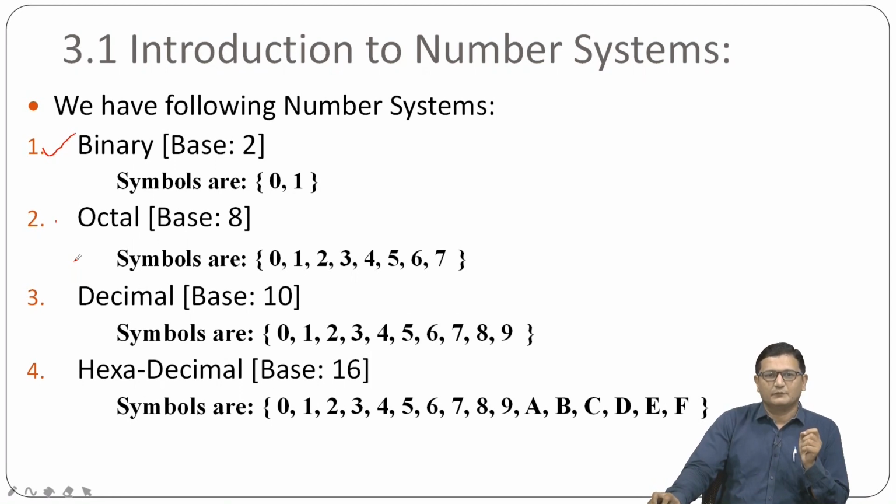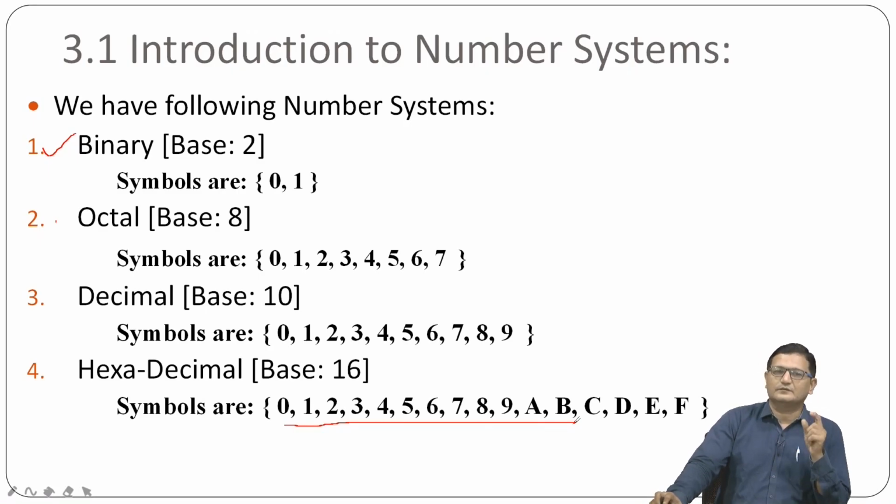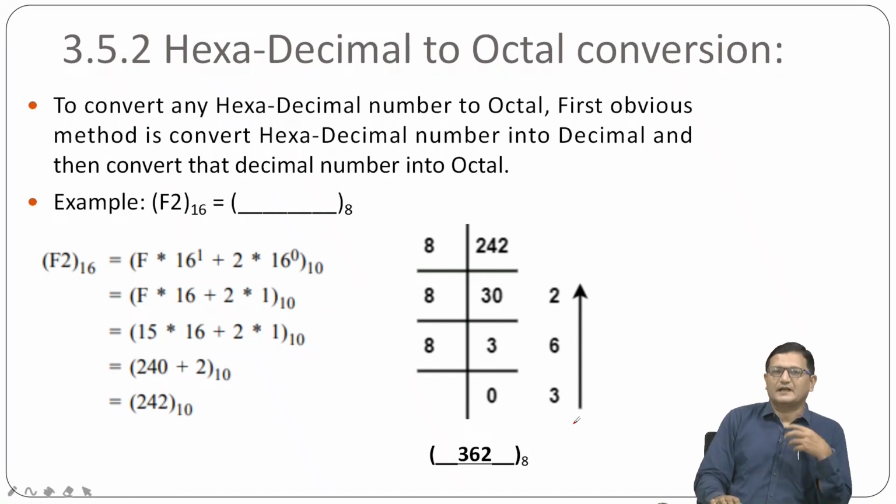One more system is called hexadecimal. In hexadecimal there are a total of 16 symbols. So we start from 0 to 9, and then A, B, C, D, E, F, right? These are the symbols you can use to represent a single digit, and due to that the base of the hexadecimal number system is 16, right? Now suppose one hexadecimal number is given to you and you have to convert it into octal. Obviously there is no direct conversion method available, right?